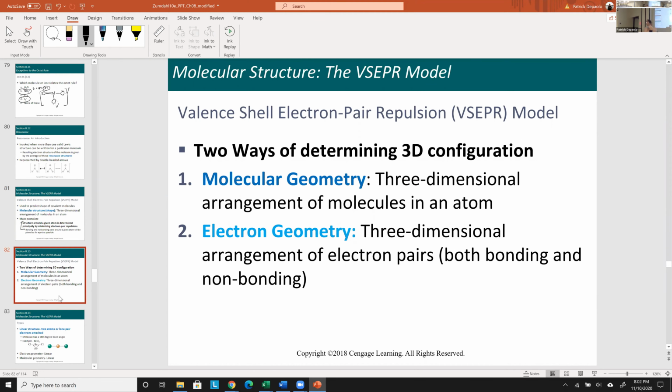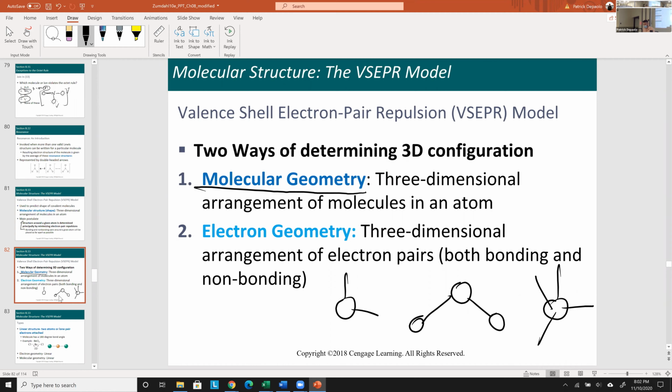Now, there's 2 ways of determining the configuration. The first one is molecular geometry, the 3-dimensional arrangement of the atoms in a molecule. Very simple. If you have a molecule in a ball and stick model that looks like this, it's bent. If you have a molecule that looks like this, imagine that in 3 dimensions, it's tetrahedral. If you have like this, oh wait, that's also tetrahedral. That one is going to be trigonal planar, like a tripod if you flatten it out.